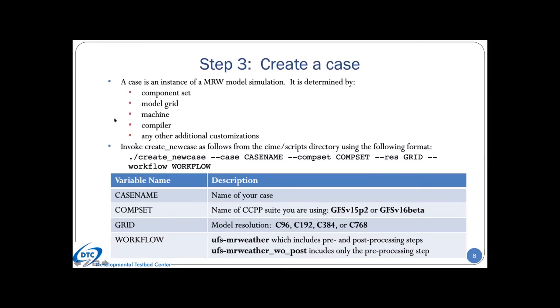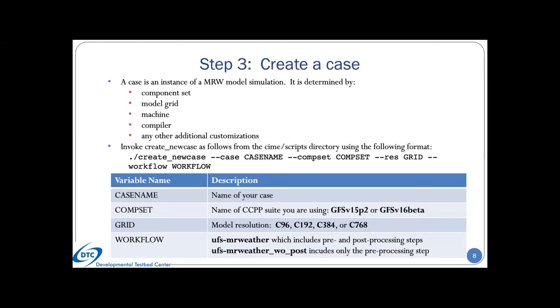The comp set for the medium range weather app is primarily selecting the physics suite that you're using. As Lija mentioned, there are two physics suites available, the V15.2 or V16 beta of the GFS. The grid is the model grid resolution, C96 through C768. And again, a second reminder, we'll use low resolution cases for our practical sessions because the high resolution uses a lot of computing and takes a while to finish. So we'll just practice with the low resolutions.